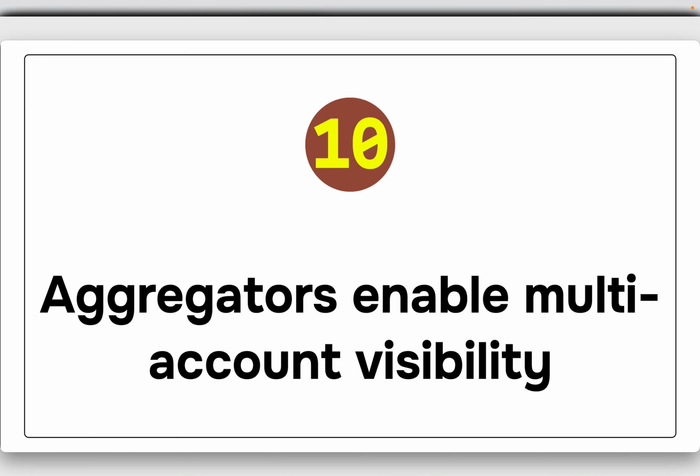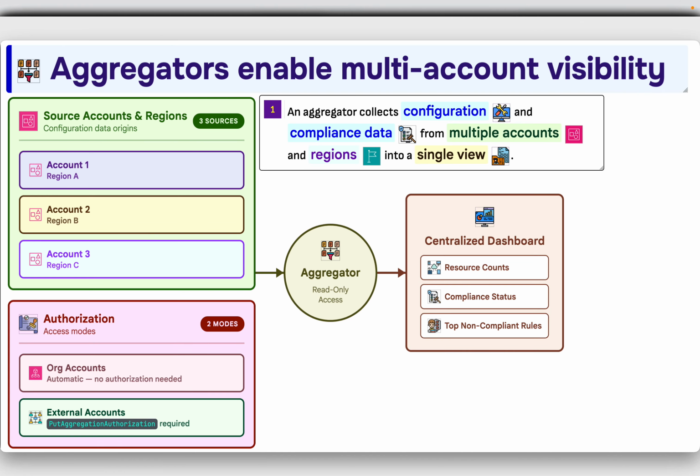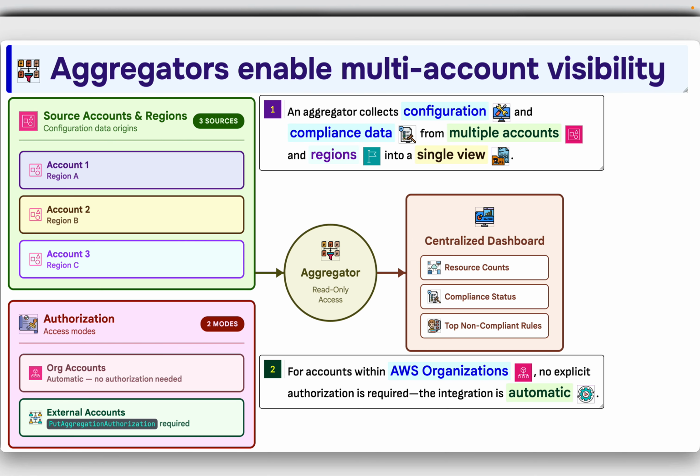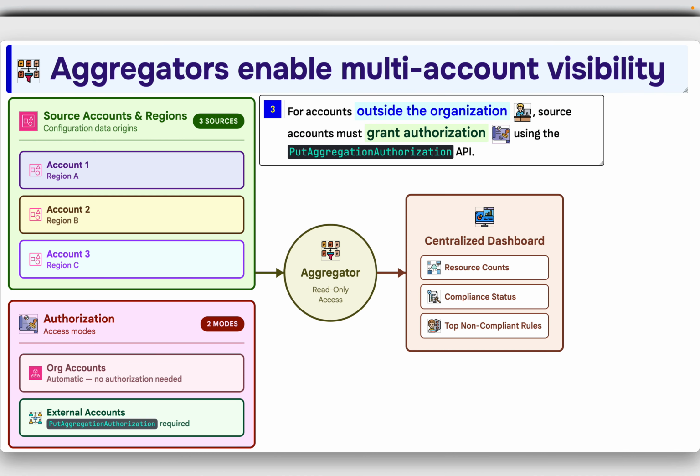10th topic is aggregators enable multi-account visibility. An aggregator collects configuration and compliance data from multiple accounts and regions into a single view. For accounts within AWS Organizations, no explicit authorization is required because the integration is automatic. For accounts outside the organization, source accounts must grant authorization using the PutAggregationAuthorization API.